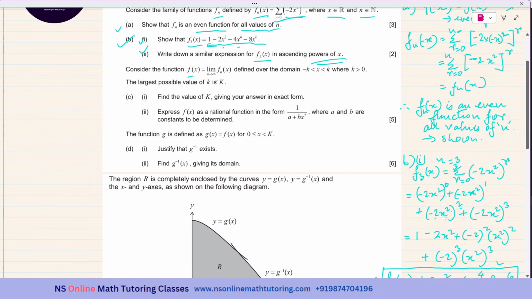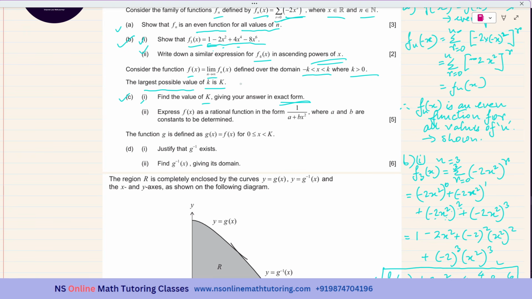Consider the function f of x, the limit as n tends to infinity of fn of x, defined over the domain x greater than negative k but less than positive k, where k is a positive number, k greater than 0. The largest possible value of small k is capital K. Subpart C also has two further subparts. The first subpart says find the value of K, capital K, giving your answer in exact form. You cannot give a decimal answer, because although it is paper 2 and you will have access to the calculator, the answer should be given in exact form.